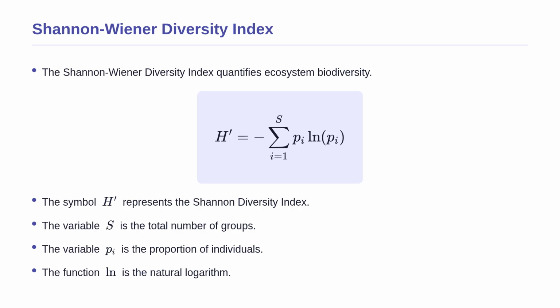Because proportions are decimals between 0 and 1, their natural logs are negative. The negative sign at the very front of the formula flips our final result into a positive number. When the number of groups increases, or when populations are more evenly balanced, H prime increases, indicating a healthier ecosystem.